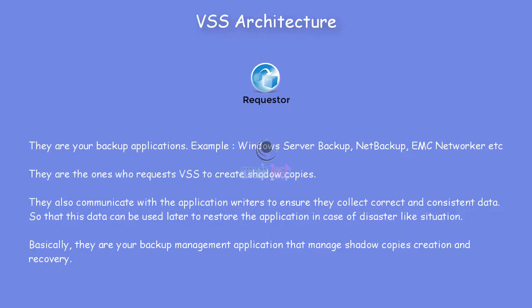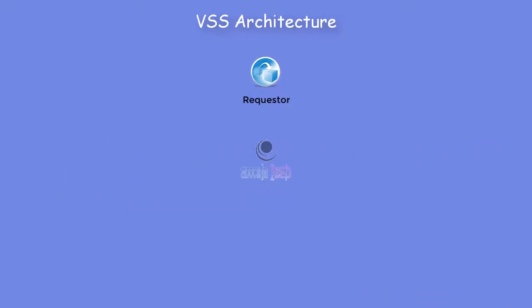Requesters are your backup applications, like Windows Server Backup or NetBackup. They are the ones who request VSS for the shadow copies and communicate with the application writers to ensure that the correct and consistent data is returned so that the data can be restored later in case of a disaster-like situation. Basically, they are your backup applications.